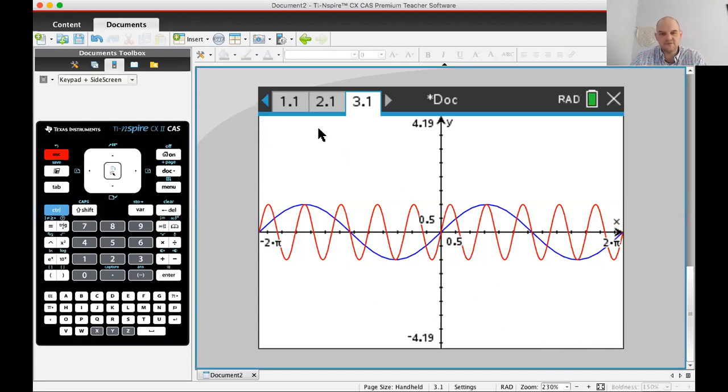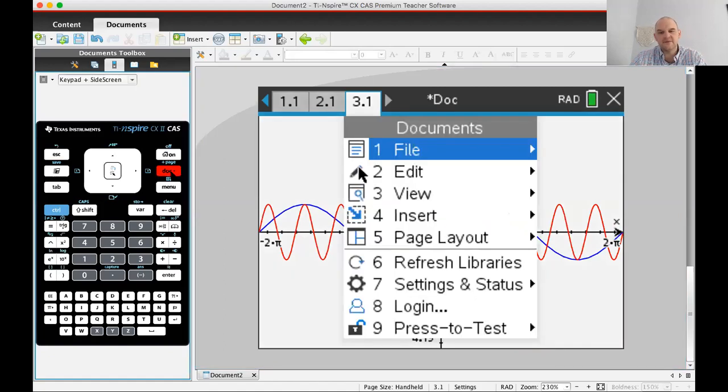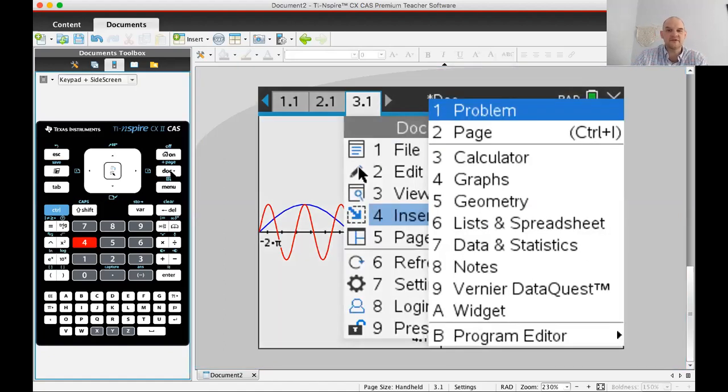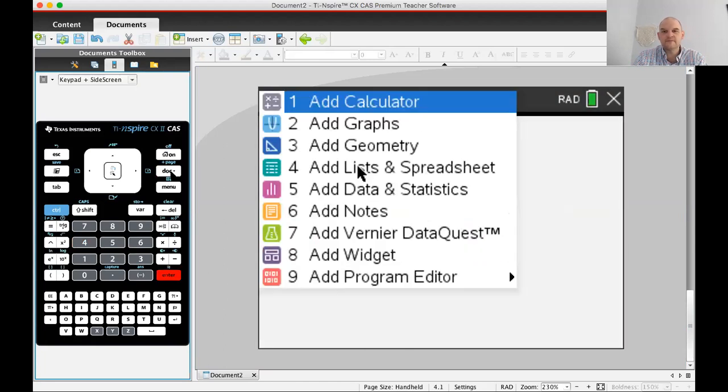All right, so we have to keep track of a lot of things here. And I'm supposed to play around with another one, but I'm going to skip that because I think I know what B is doing. So I'm going to insert a new problem.